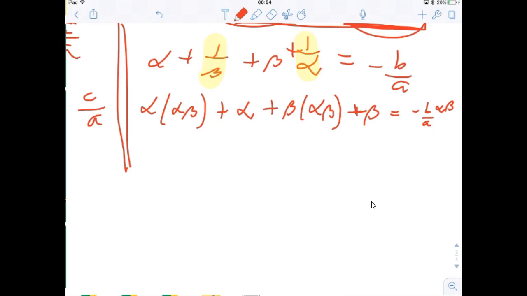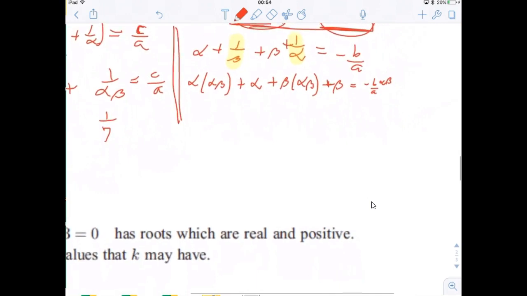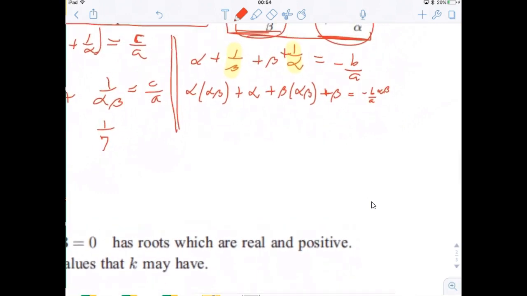Okay, and now we know alpha times beta is 7, right? So this is 7, this is 7. Let's rearrange it so that 7 alpha plus 7 beta plus alpha plus beta, okay? And negative b over a, alpha plus beta is 7 also, right? Now let's factor out the 7. Actually, we don't need to factor out. We can just add everything up. 8 alpha plus 8 beta is equal to negative 7b over a.